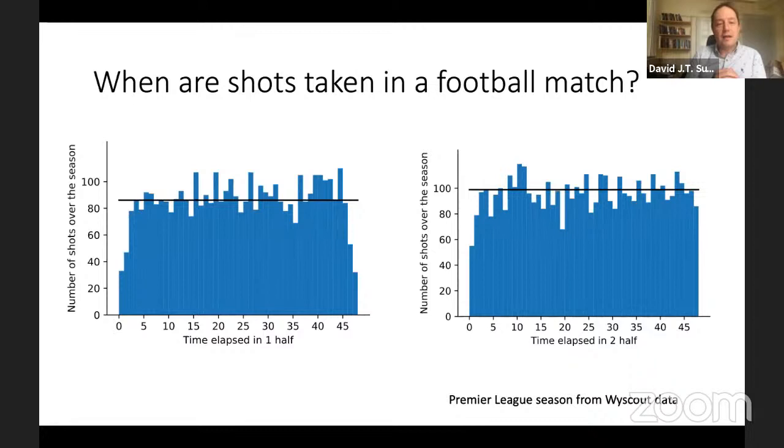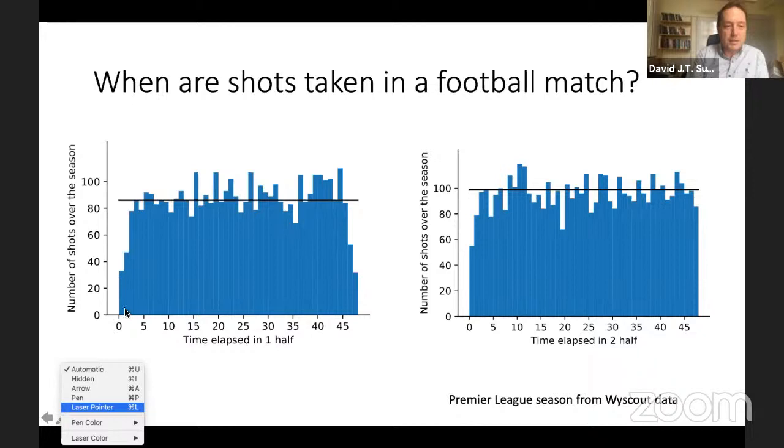Then you can also look at that for the first half and the second half. I was actually quite surprised because I've done this before and I haven't found this relationship, but there does seem to be a slight difference between the first half and the second half. There are fewer shots in the first half than in the second half. I think that might be due to two reasons. One is that the matches start slowly. In this area here, we have fewer shots. When the match starts, the teams come out a bit slower. And then I think there tends to be more extra time in the second half than in the first half. So that's another part of the explanation. But the difference is reasonably small.